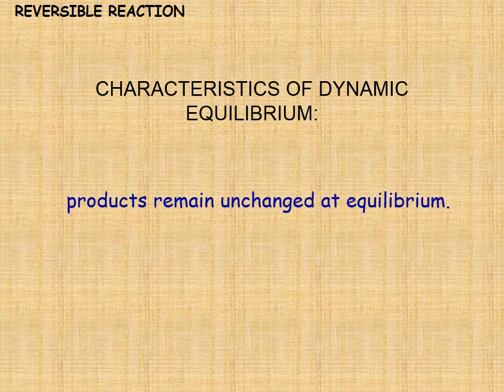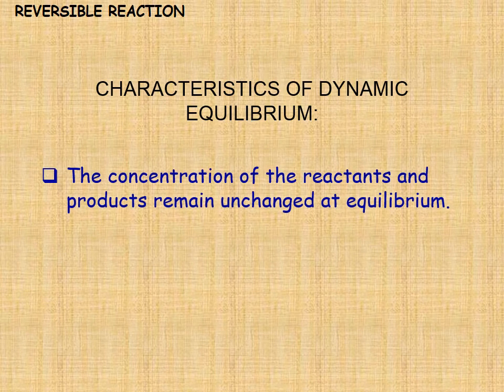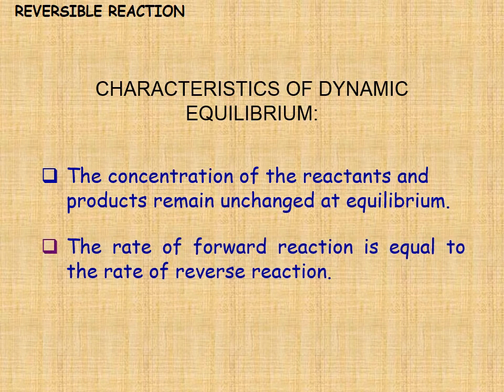Dynamic equilibrium has a few characteristics. The first one: the concentrations of the reactants and products remain unchanged at equilibrium. Second, the rate of forward reaction is equal to the rate of reverse reaction.